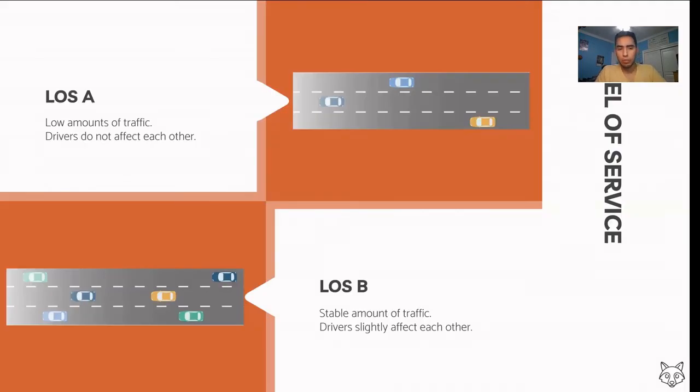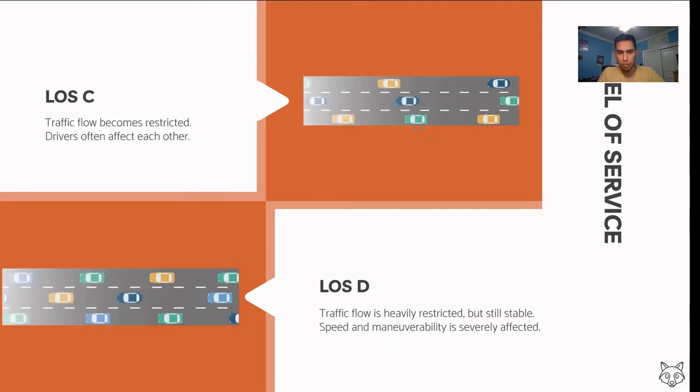Level of service is actually broken up into 6 categories. Level of service A, which is the first one, shows that there are low amounts of traffic. Drivers do not affect each other either, and that is shown by the picture to the side right here on the right-hand side. Level of service B shows that there is a stable amount of traffic and the drivers are starting to begin to affect each other, but it's not something that they're going to notice that much.